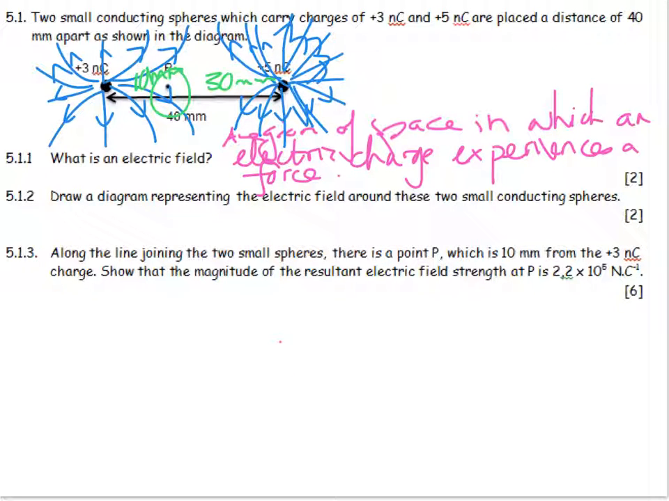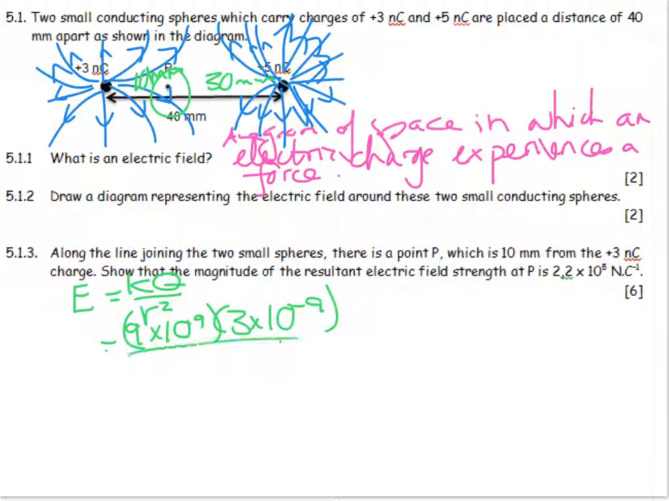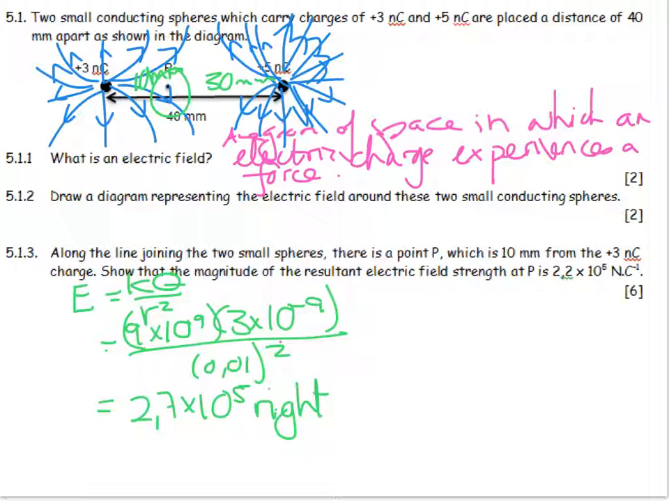So the first thing that you need to do is say E is equal to kQ over r squared. Then you need to say 9 times 10 to the 9 multiplied by 3 times 10 to the negative 9 over, the distance is 10 millimeters, so it's 0,01 squared. That is then equal to 2,7 times 10 to the power of 5 to the right. How do I know it's to the right? Because it is from positive towards negative, which means that at this point P, it is towards the right.